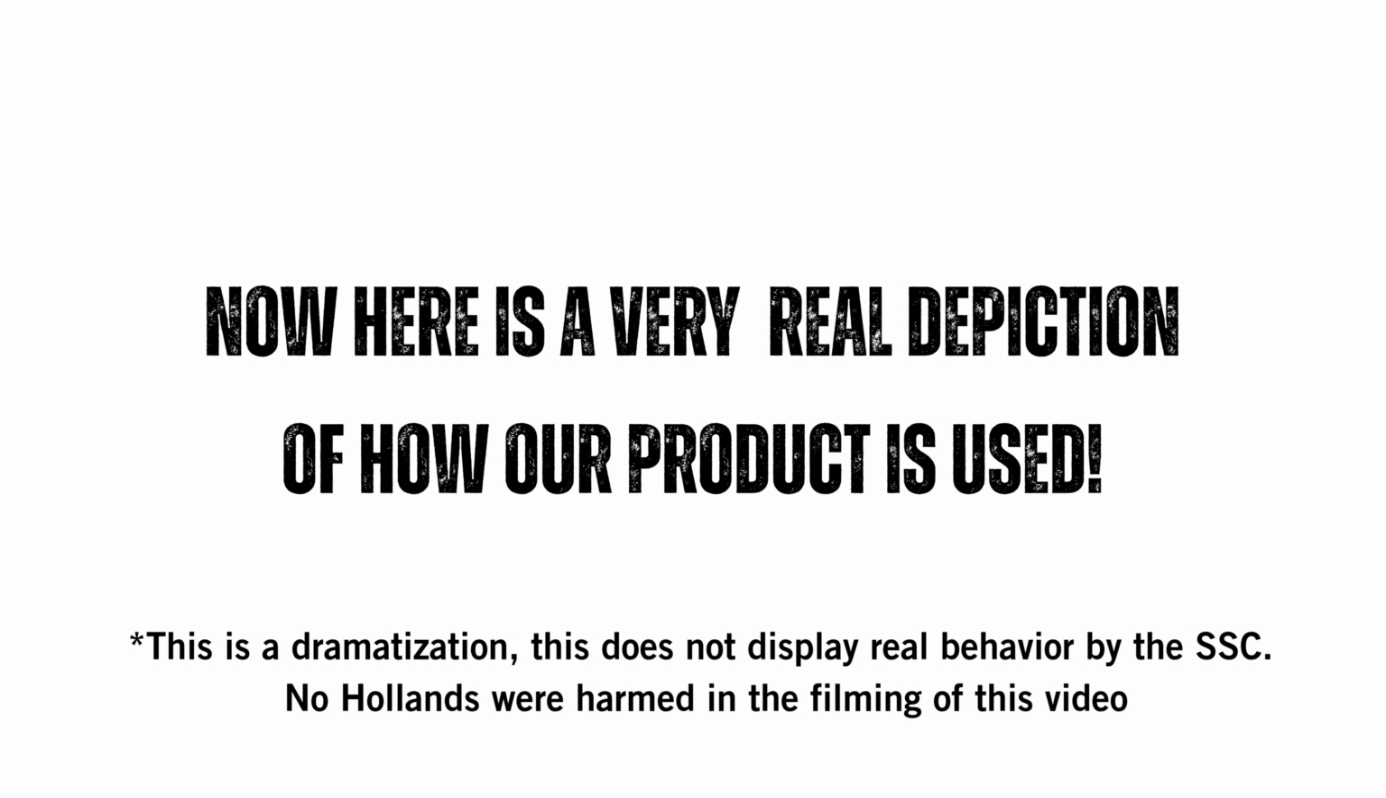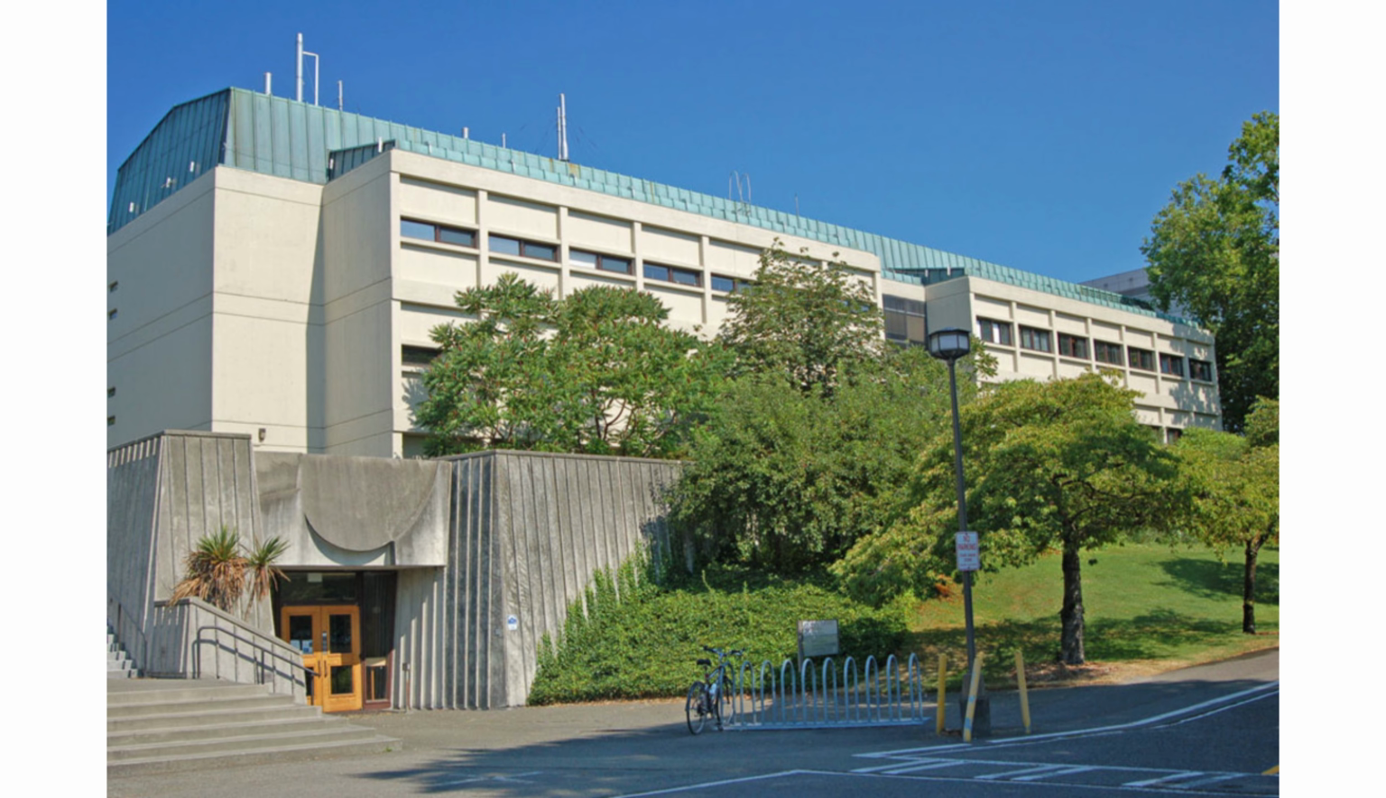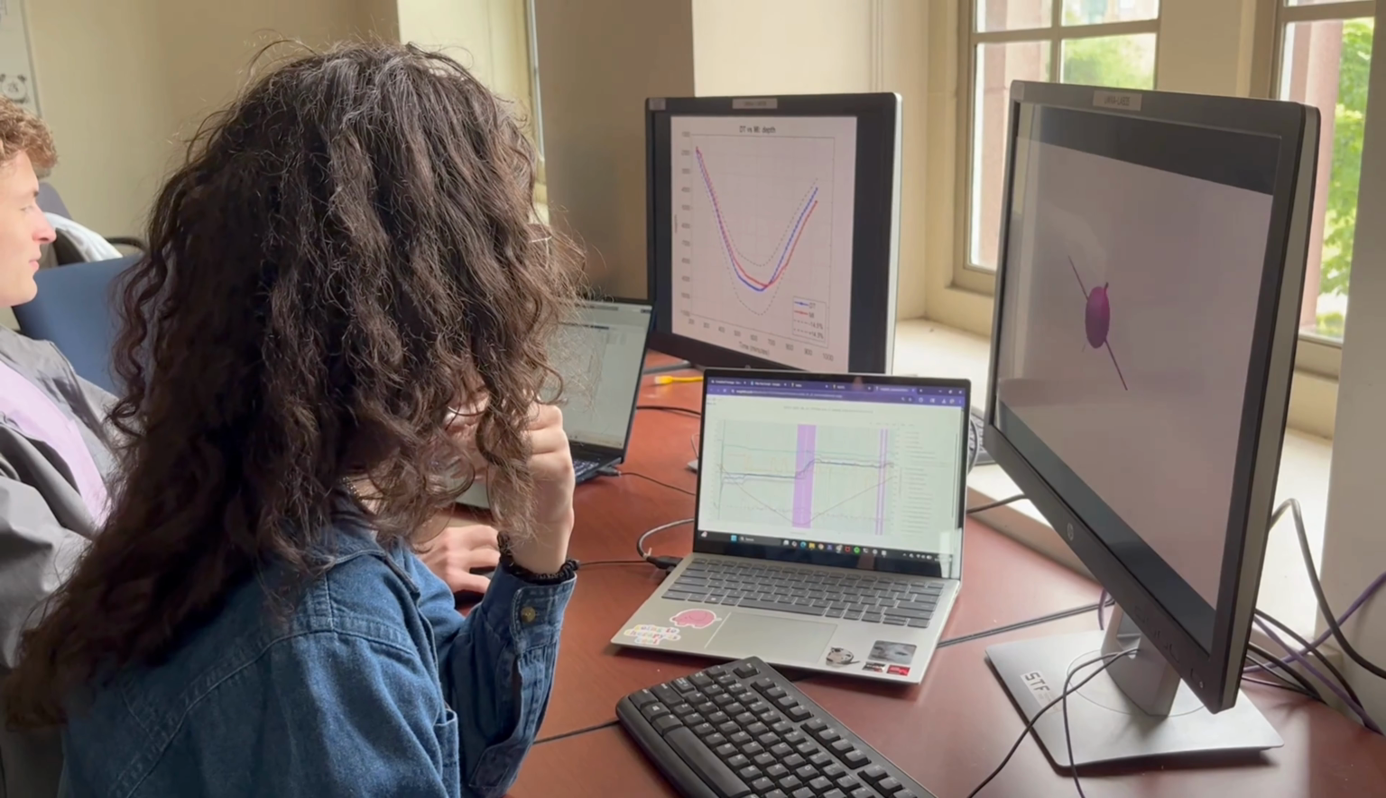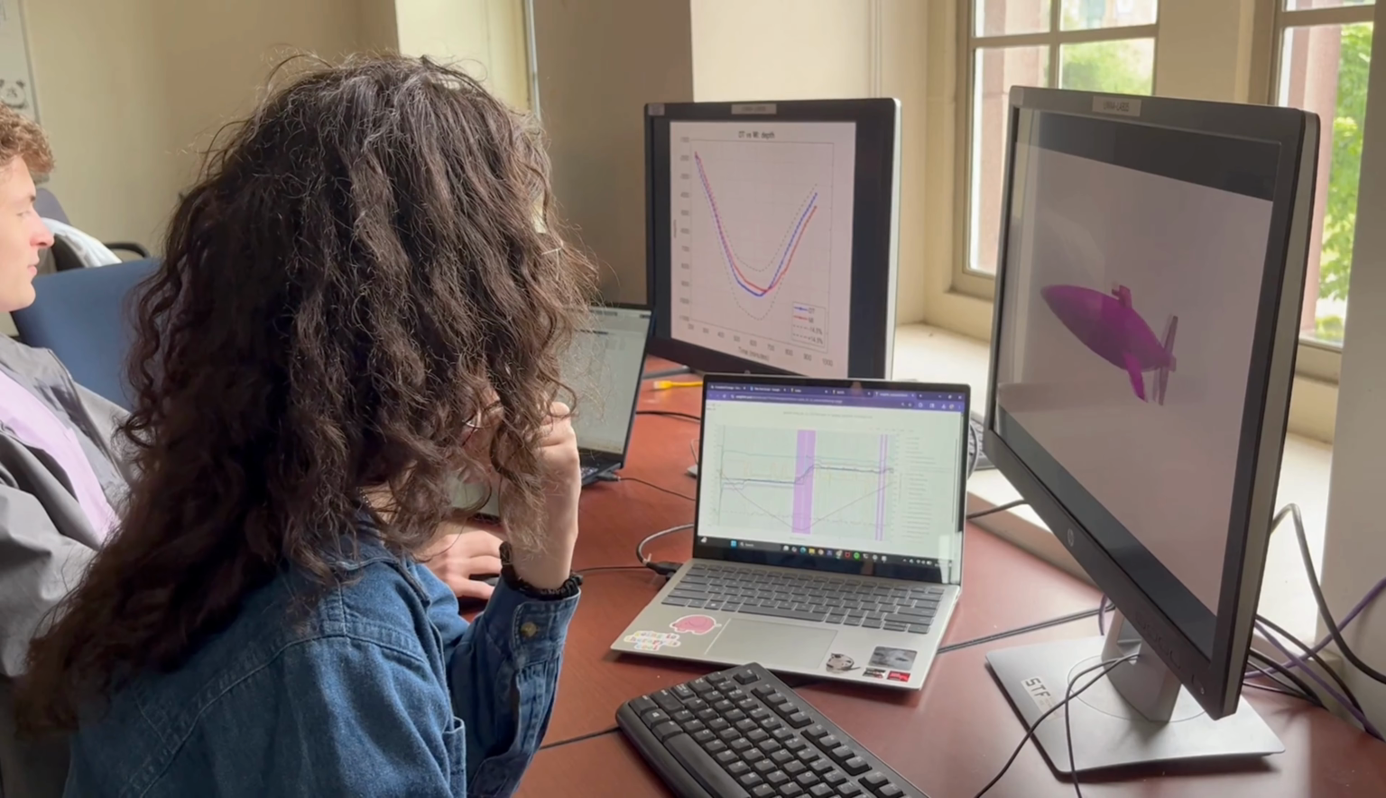Now here is a very real depiction of how our product is used in the piloting room. It was just a normal day at the Student Seaglider Center. Seaglider 195 is deployed in the Puget Sound. The Seaglider is back on the surface. It's transmitting the data. Roger, roger. Running the DAP system.